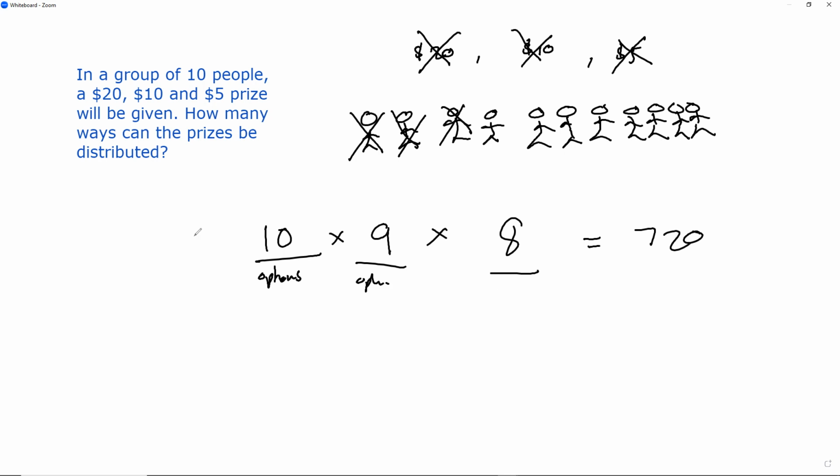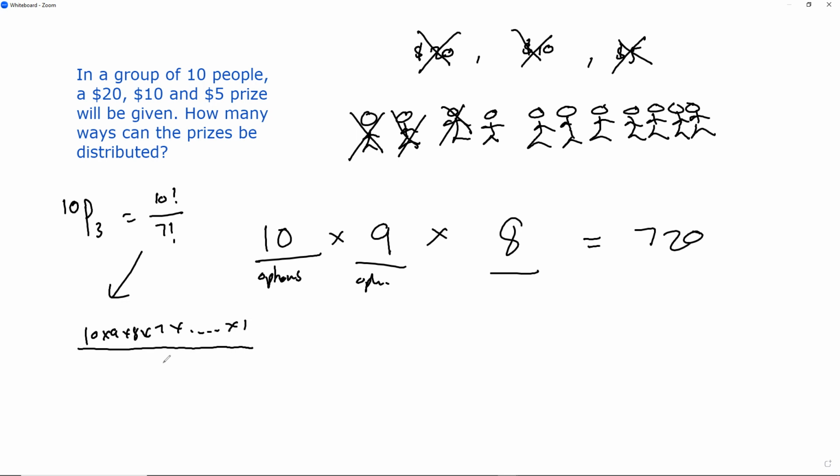Now, if I write it as a permutation, we would go 10 P3, and that would equal 10 factorial over 7 factorial. That's the same as this, because that's going to be 10 times 9 times 8 times 7 down to 1, divided by 7 times 6 times 5 down to 1. So this whole second half will cancel out, leaving me with 10 times 9 times 8.